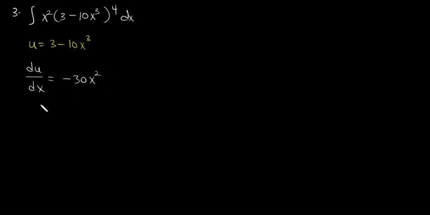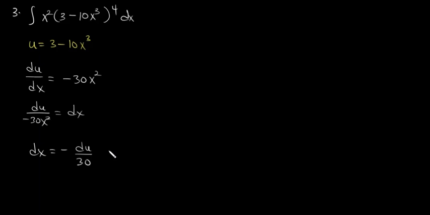Alright, so now let's make dx the subject. In doing this, you're going to have du divided by minus 30x squared, which will be equal to dx. This is the same as dx equals minus du over 30x squared. This is what we have.